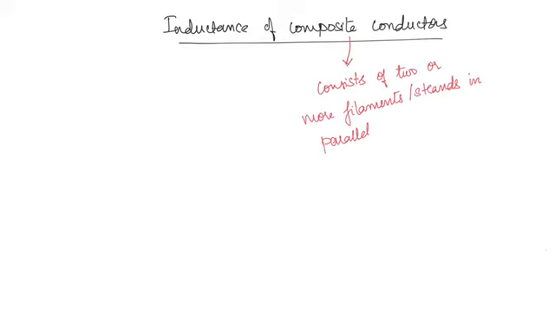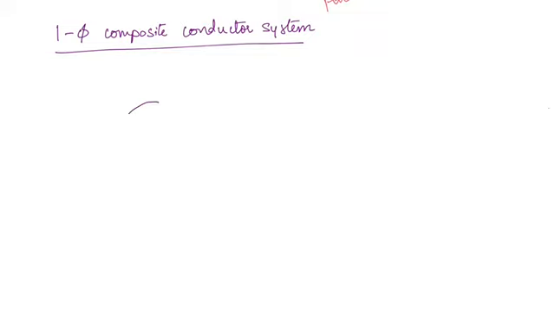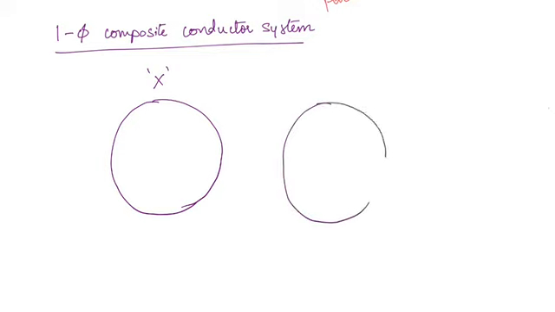Now here we will take a single phase composite conductor system and try to find the inductance. We have already seen the inductance of a single phase system, right? How many conductors were there in a single phase system? There were two conductors. One conductor we will take as X. This is conductor X, and similarly you have the second conductor, which is conductor Y. Now if one conductor is carrying current I, the other conductor will carry the return current, so it will be minus I.